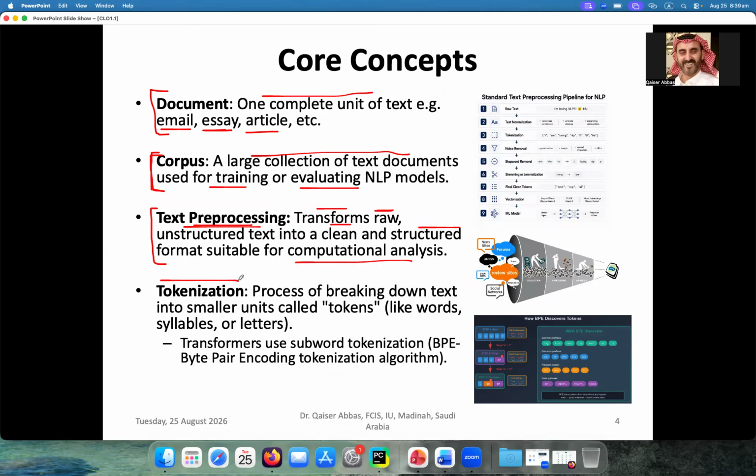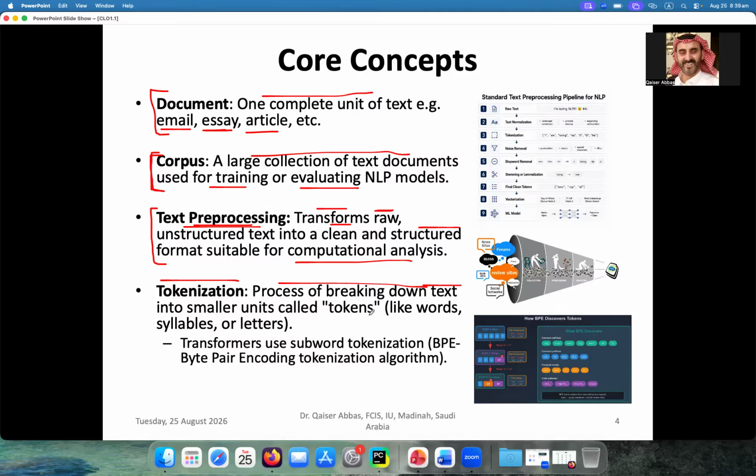Now tokenization. So now you know what tokenization is. Normally, a token means a word in a sentence. So tokenization is the process of breaking down a sentence or a text into smaller units, and those smaller units are called tokens or words. Breaking a sentence into words is called tokenization. This is simple, in your own words.